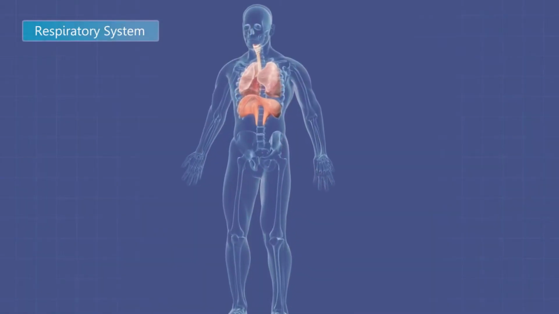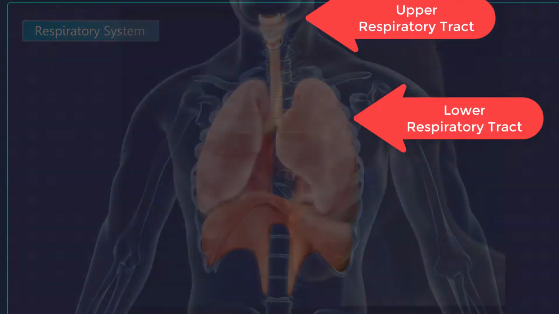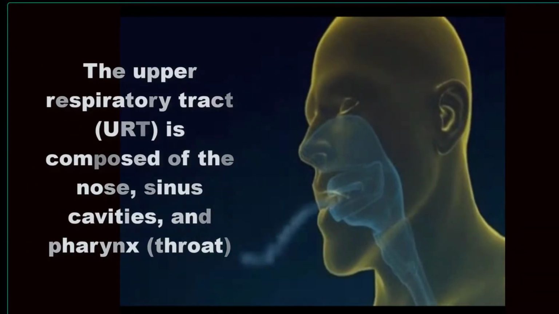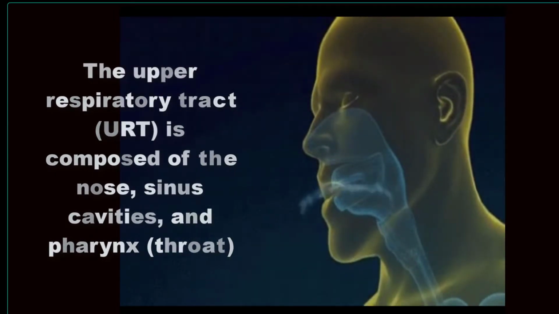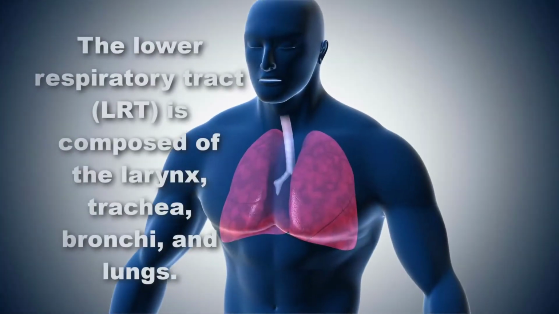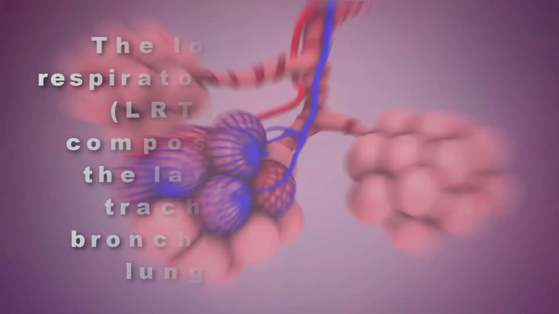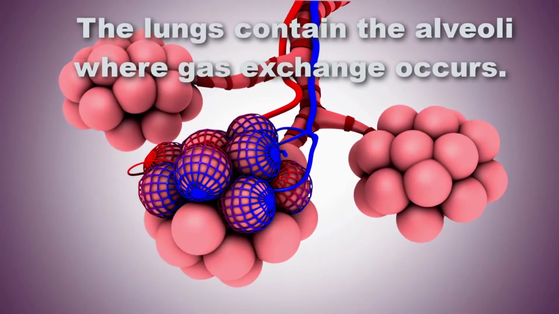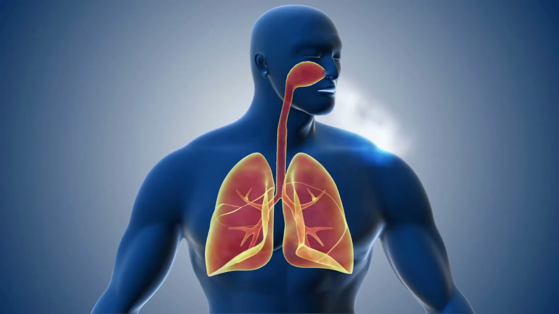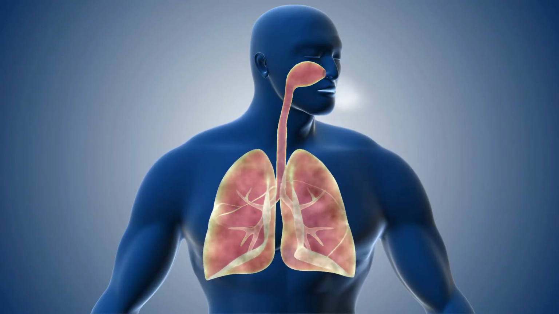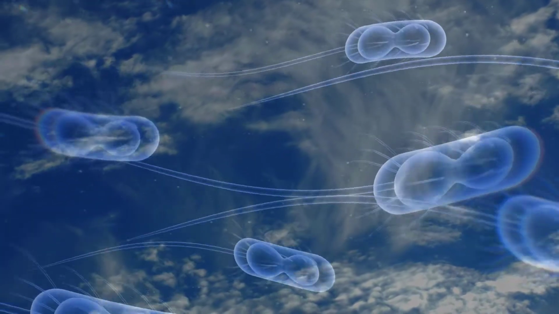The respiratory system is divided into the upper respiratory tract and the lower respiratory tract. The upper respiratory tract is composed of the nose, sinus cavities, and the pharynx, more commonly known as the throat. The lower respiratory tract is composed of the larynx, trachea, bronchi, and lungs. The lungs contain the alveoli where gas exchange occurs. The average adult inhales and exhales approximately 10,000 liters of air per day. The inspired or inhaled air contains microbes that may cause infection.